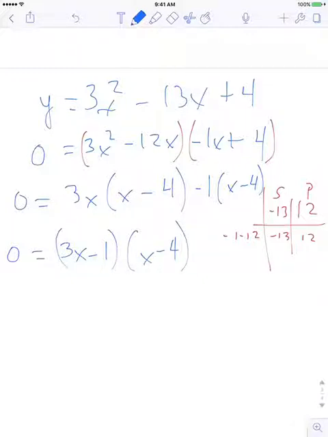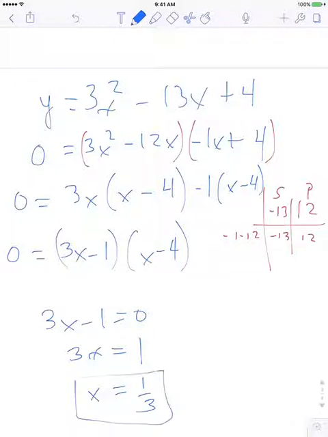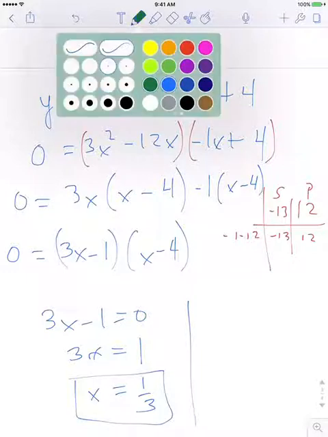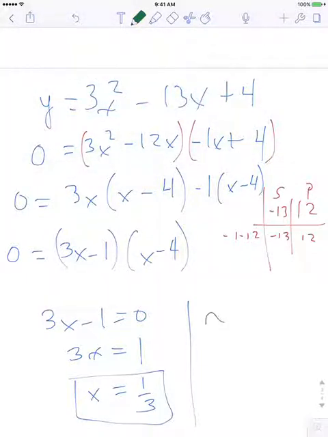Now to find the x-intercepts, treat each bracket differently. 3x minus 1 equals 0. 3x is equal to 1, because the 1 here was negative. We brought it over the equal sign, now becomes positive. Divide both sides by 3. x is equal to 1 over 3. Our other bracket, we have x minus 4 equals 0. Therefore, x is equal to positive 4. And we're done.